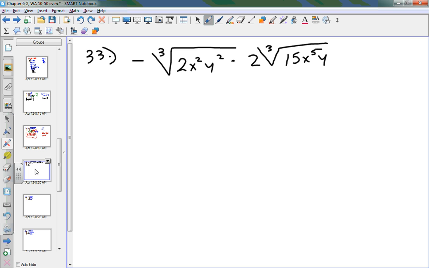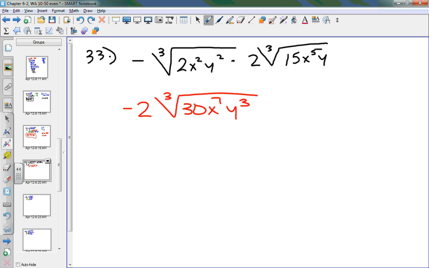Okay. Are my indexes the same? Yes. So what can I do? I'm going to multiply the numbers on the outside, and I'm going to multiply the numbers on the inside. So what is a negative times 2? Times the cube root of 2 times 15. How many total x's? 7 x's. How many total y's? Now, what do I need to do with that 30?